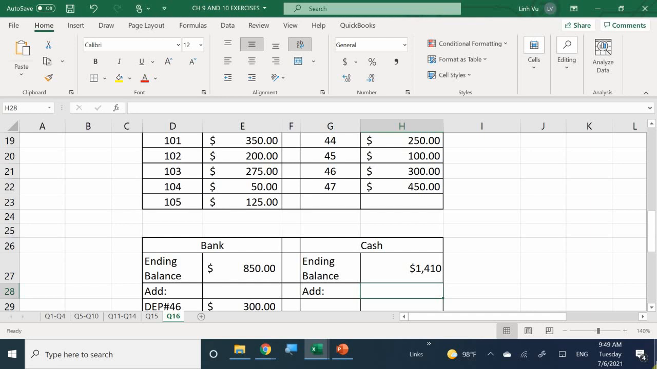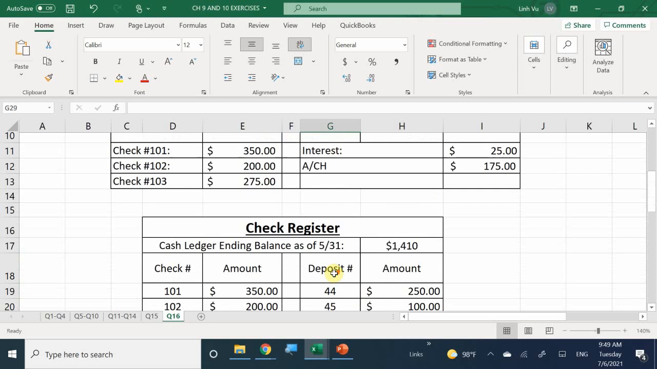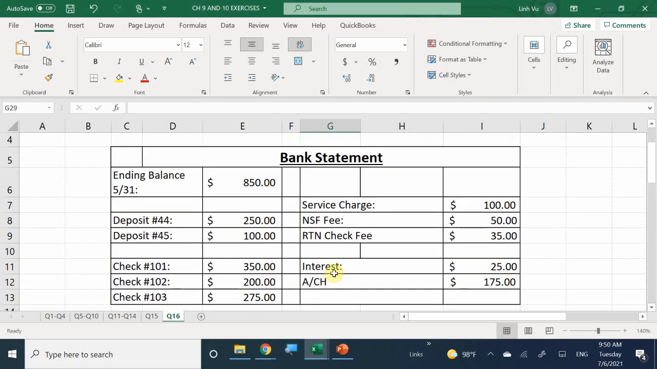So we need to understand it that way. What does the bank know that we do not know? In this case, we don't know how much interest we've collected, nor do we know how much in fees they've charged me. So first thing I'm going to do is recognize, well, how much interest did I collect?